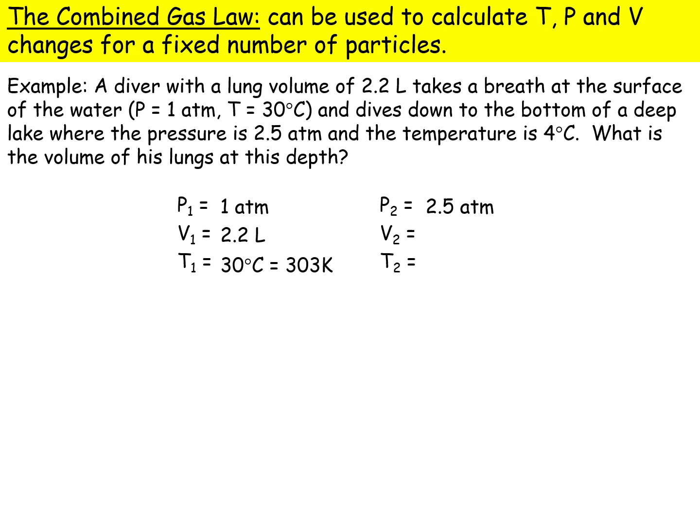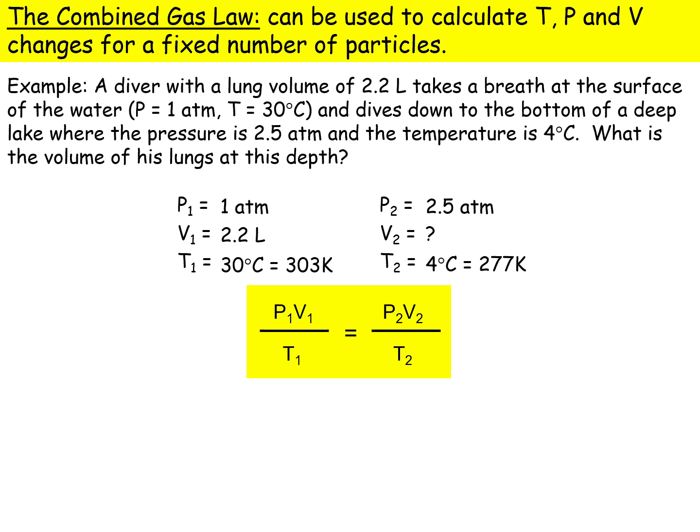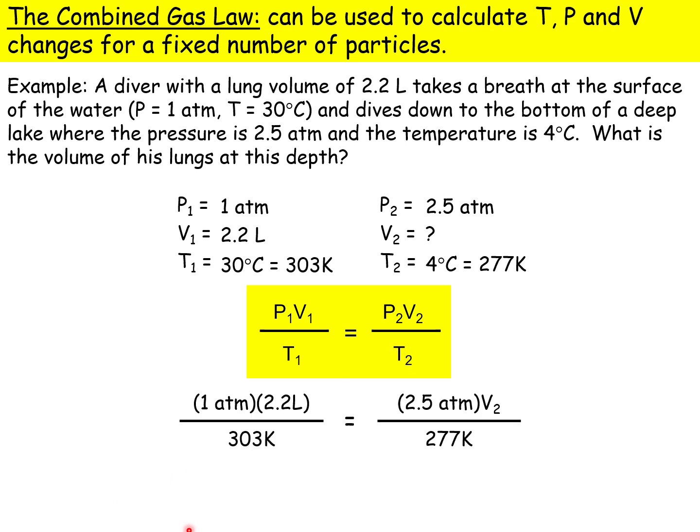We dive down to the bottom of the lake. Now we have a pressure of 2.5 atmospheres being exerted on the diver, as a result of all of that water pressure. We're looking for the new volume, and the temperature at the bottom of lakes is going to be 4 degrees Celsius, 277 Kelvin, because that's where water is at its densest. So we write down the equation. That's the combined gas law: pressure 1 times volume 1 divided by T1 is equal to pressure 2 times volume 2 divided by temperature 2. Plug the numbers in, cross multiply, and solve for the new volume of the diver's lungs. And you can see that his lung volume has decreased to 0.8 liters.